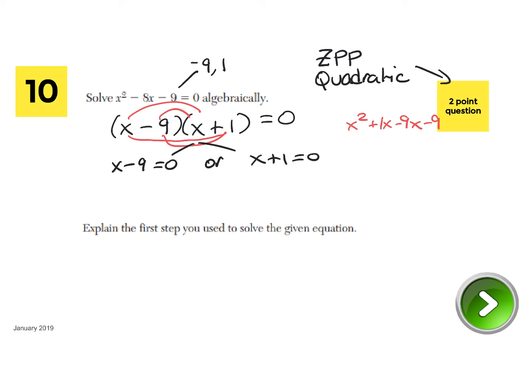You could do your little branches. This is a one-step equation. You can do it in your head, or you can write it out. And then x equals negative 1.